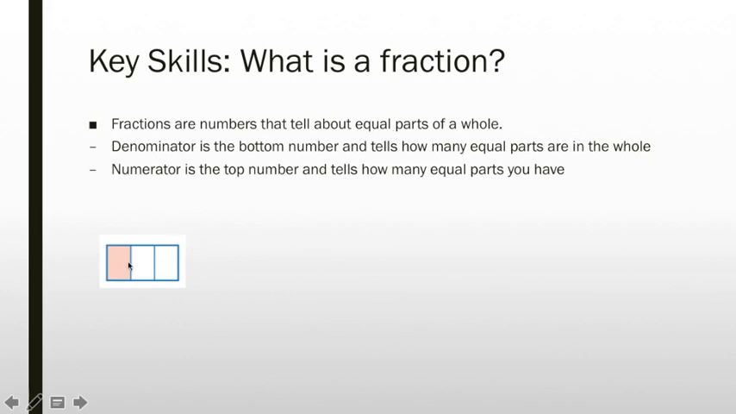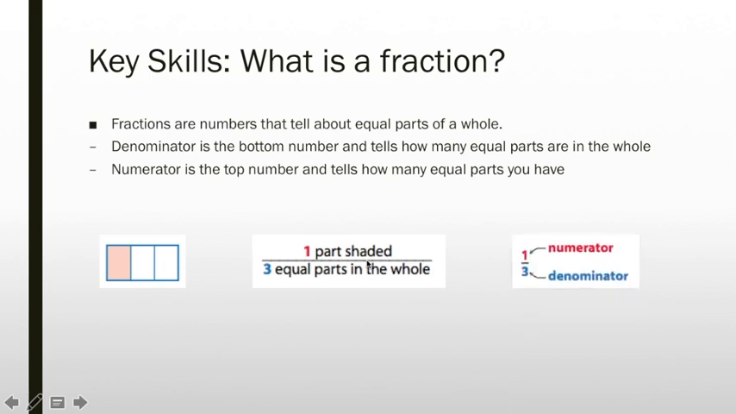So I know that I have 3 equal parts, and then I look and I see, okay, one part is shaded. So one part is shaded. There are 3 equal parts in my whole. So my fraction would be 1/3.